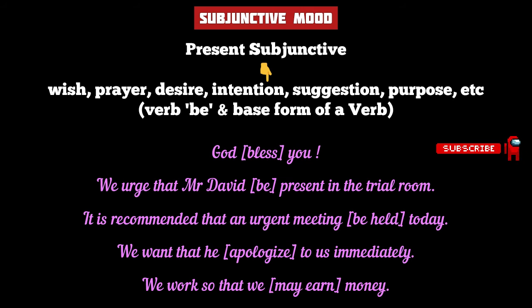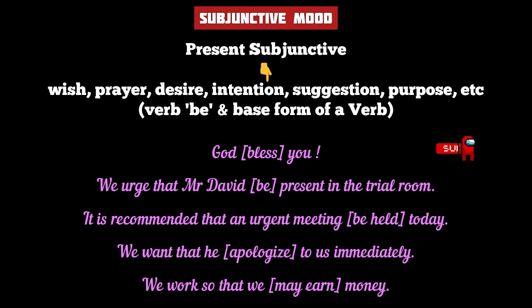Now see the last example. "We work so that we may earn money." There are two verbs in the two clauses of this sentence. "Work" in the principal clause and "may earn" in the subordinate clause. The principal clause, "we work," states a fact, so the verb "work" is in the indicative mood. However, in the subordinate clause, the verb "may earn" expresses a purpose. Hence, the verb "may earn" is in the present subjunctive mood.